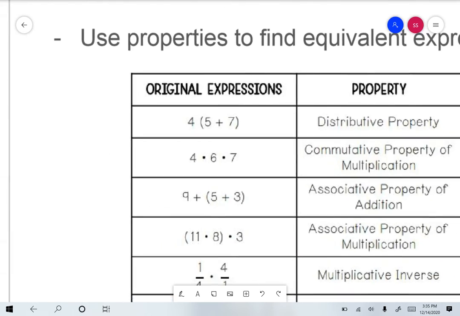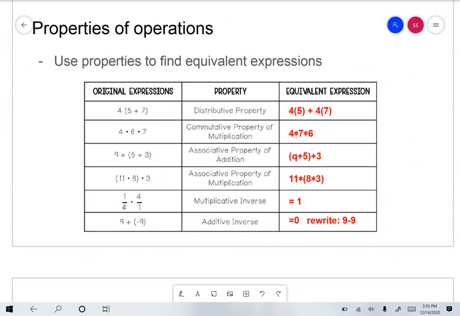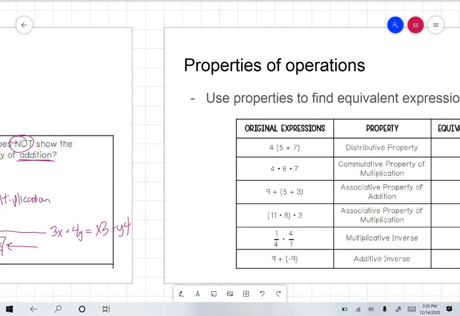Okay, on this one, here we go. Those were answers.